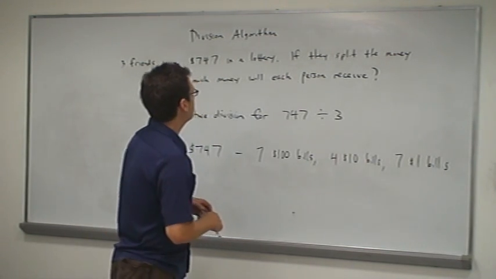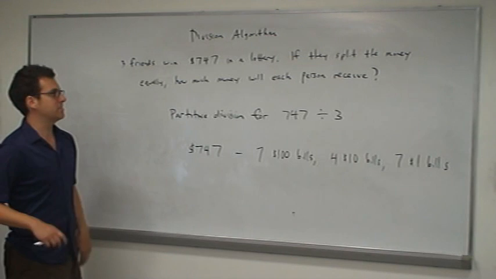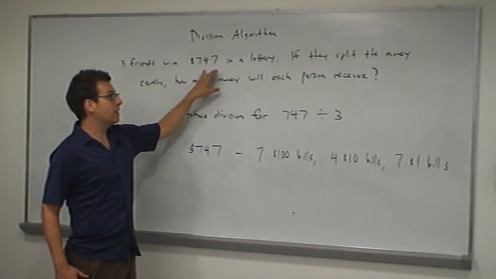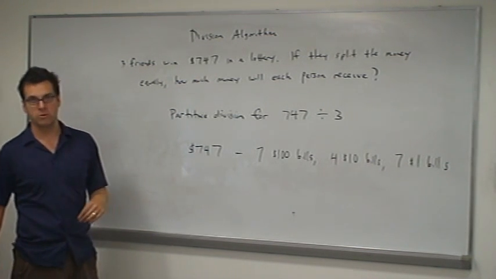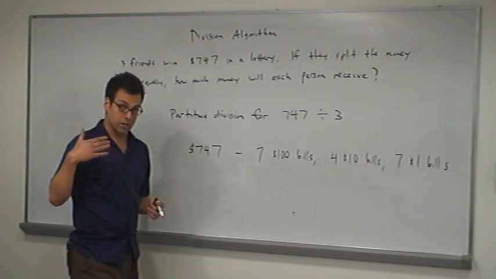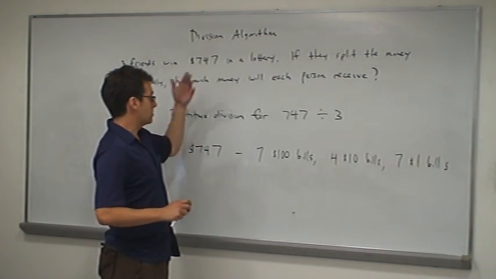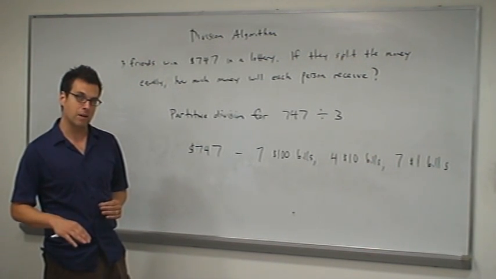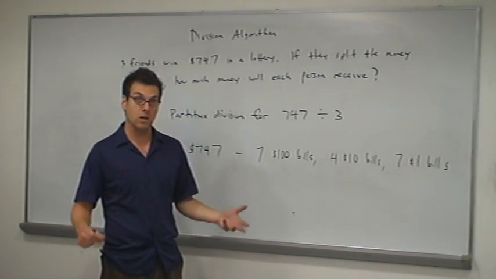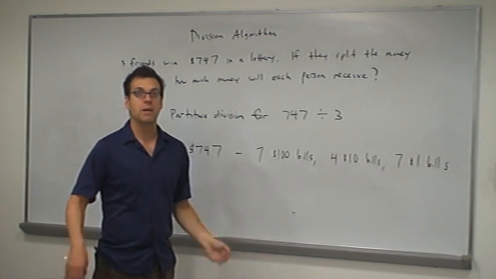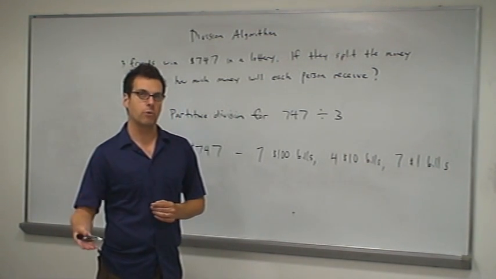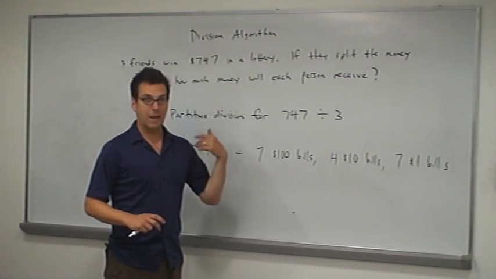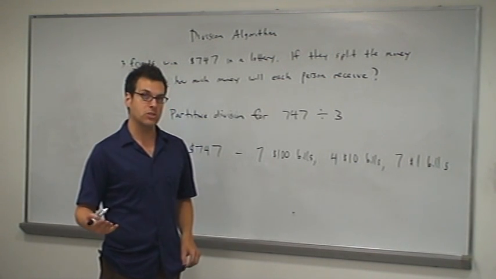Okay? So we might start with the following word problem to illustrate 747 divided by 3. 3 friends win $747 in the lottery. If they split the money evenly, how much money will each person receive? And first and foremost, our kids should recognize that this problem represents partitive division for 747 divided by 3. And that's the first part of this process. The kids need to know that the solution of this problem is the solution to the problem 747 divided by 3.